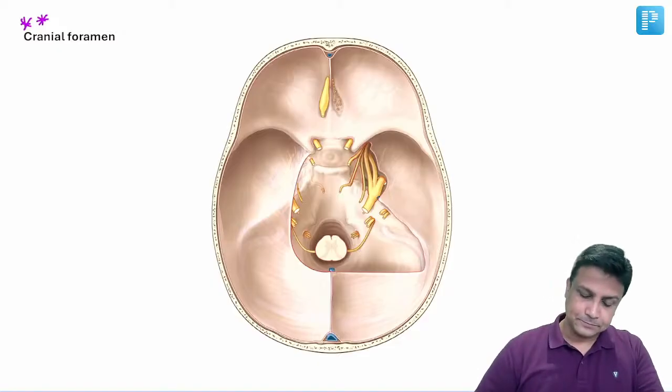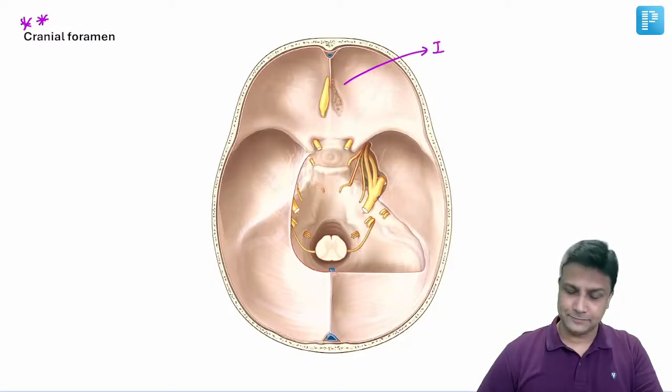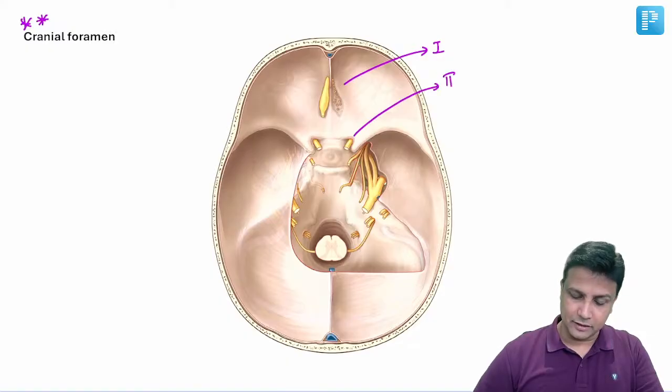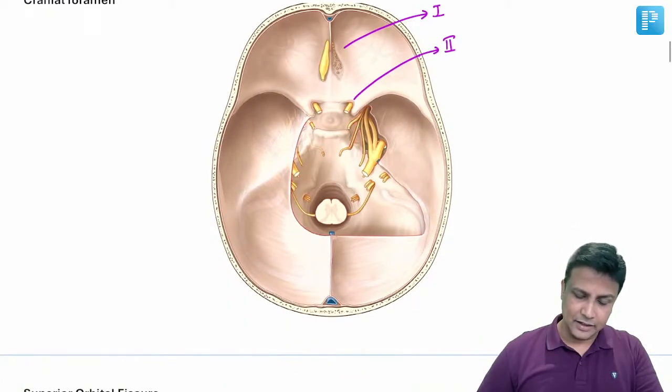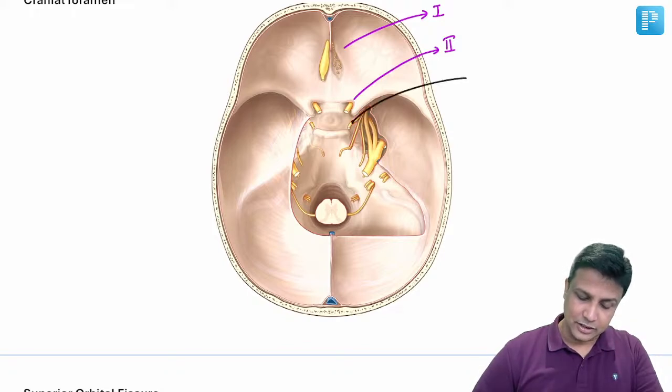Now this is the cribriform plate here. Passing from the cribriform plate will be cranial nerve number 1, the olfactory nerve. Now this one here is the optic canal. From the optic canal, the optic nerve passes. Till here it is very easy. Now please remember this nerve here will actually be the third nerve, that is your oculomotor nerve.